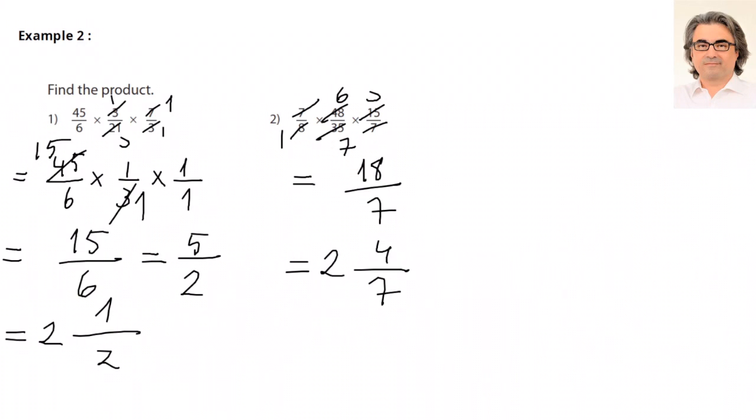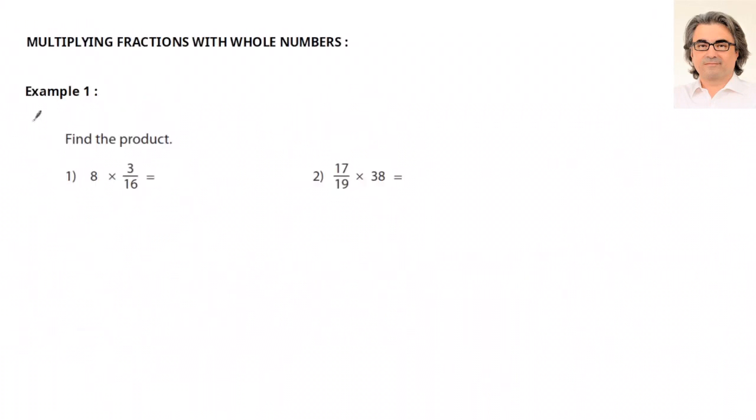Let's continue. Multiplying fractions with whole numbers. It's very easy. 8 is 8 over 1. Multiply with 3 over 16 and make cross cancellation. Between 8 and 16 we have cross cancellation. Both are divisible by 8. The result is 1 for 8. The result is 2 for 16.